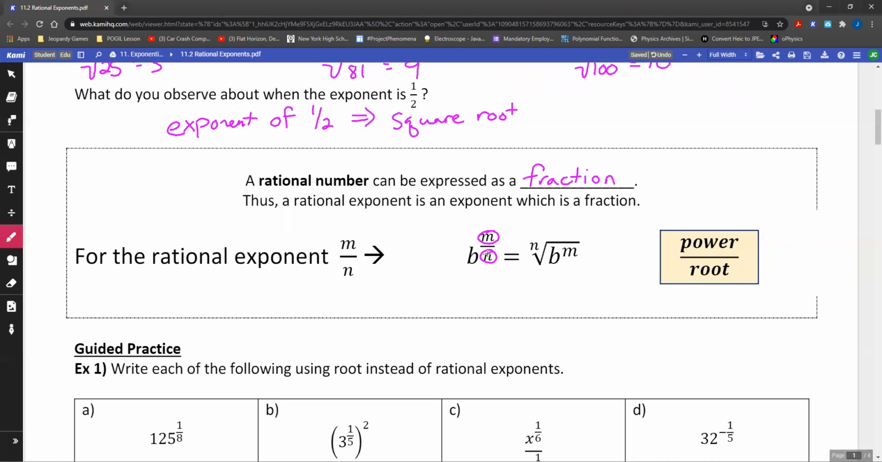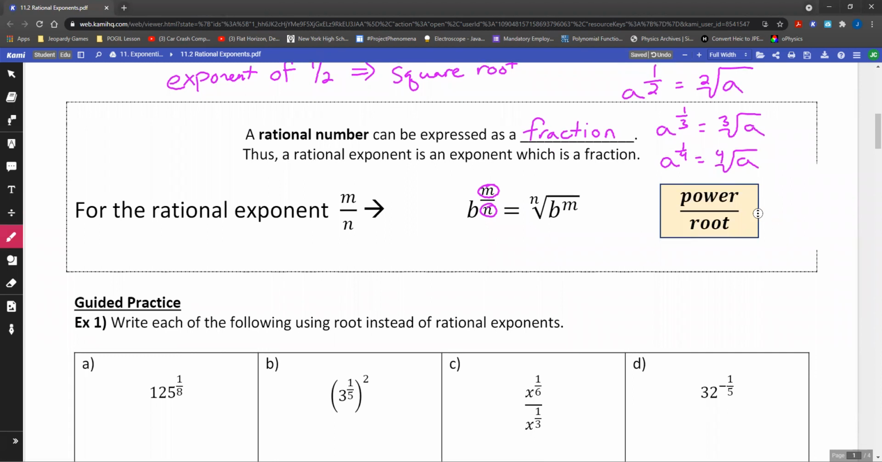So in the case of our examples up here, when we had something like a to the 1/2, this is the equivalent of taking the square root. If this was instead a to the 1/3, this would end up being a cube root. Or a to the 1/4 would be a fourth root. And then the powers act exactly the same way that we did before. All right?